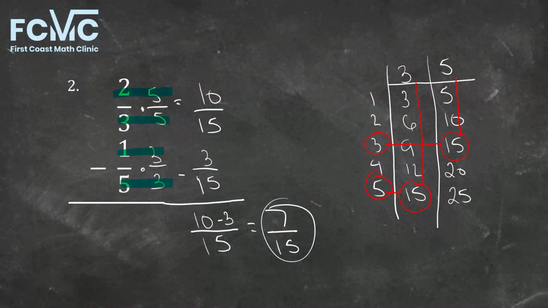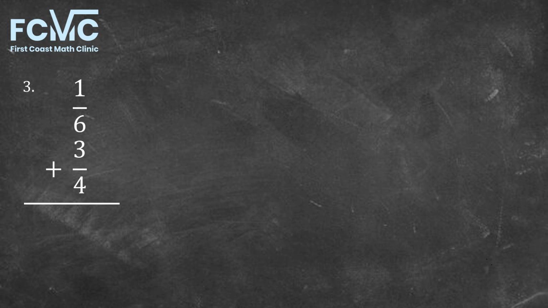All right, let's move on to example number 3. So number 3, we've got 1 over 6 plus 3 over 4. Let's find our common denominators first. So let's write out our table, 4 and 6.